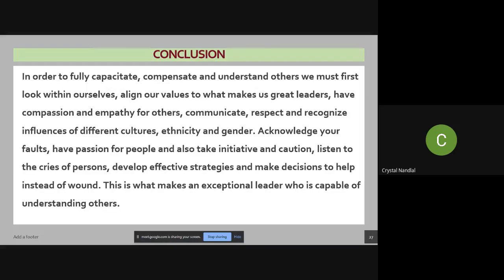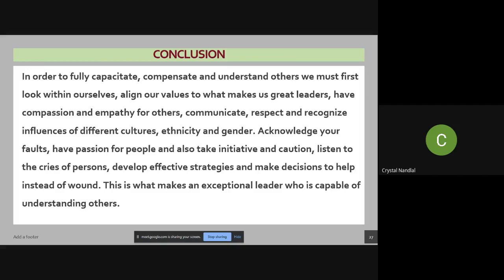So, in conclusion of today's productive class, in order to fully capacitate, compensate, and understand others, we must first look within ourselves, align our values to what makes us great leaders, have compassion and empathy for others, communicate, respect, and recognize influences of different cultures, ethnicity, and gender. Let's be equal here, okay?